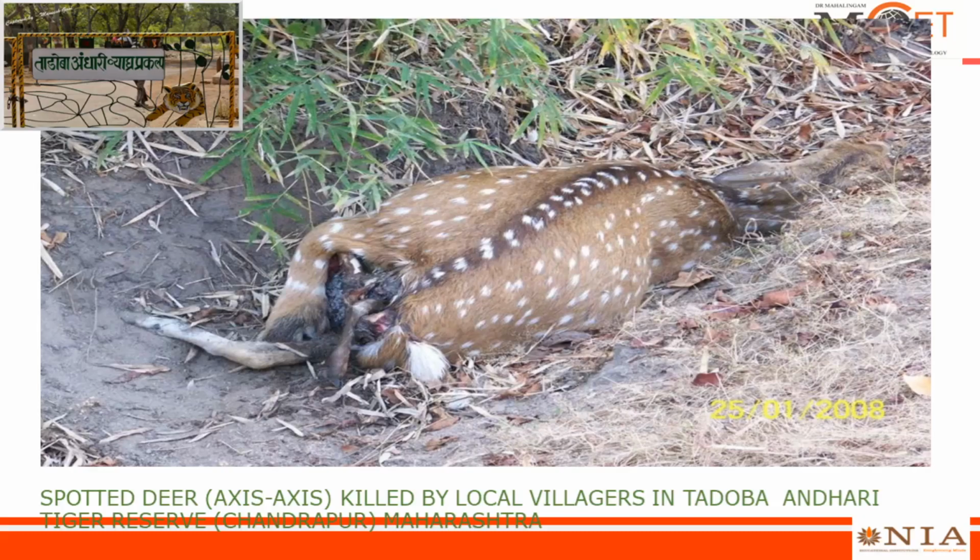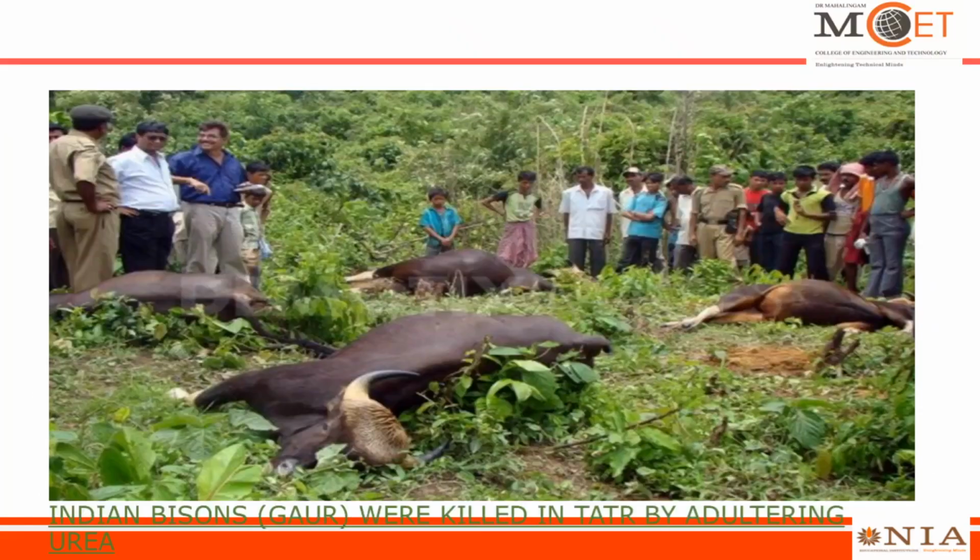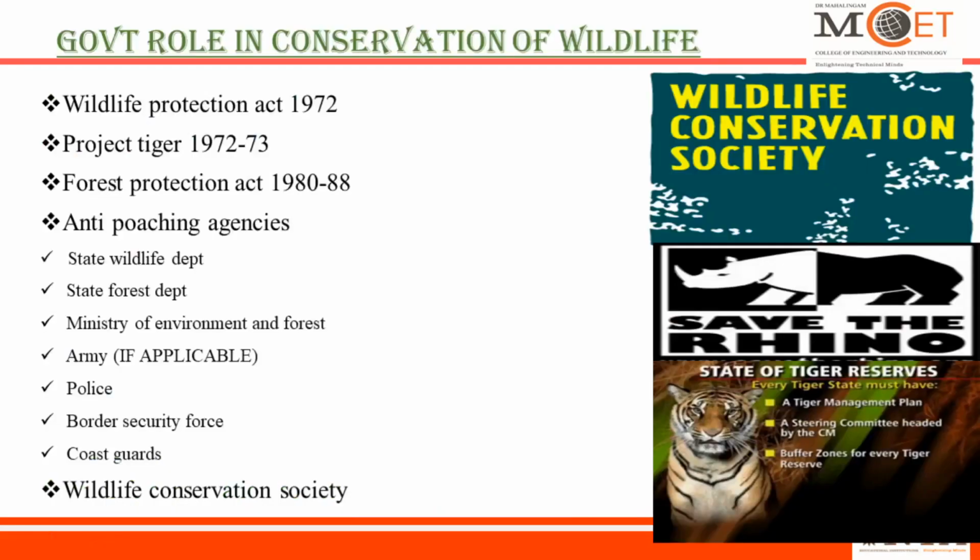So this is a picture showing spotted deer killed by local villagers in Tadoba Andhari Tiger Reserve in Maharashtra. Indian bisons killed by adulteration of urea by some farmers.